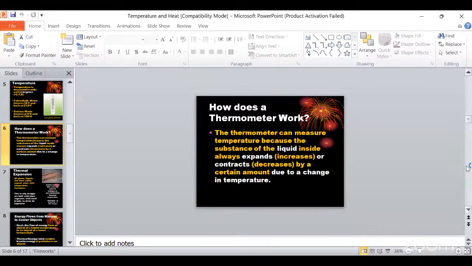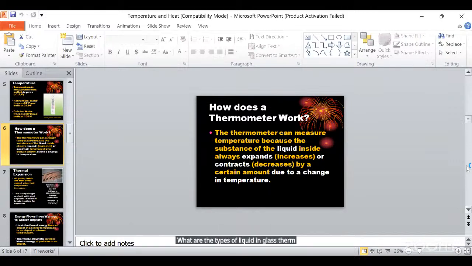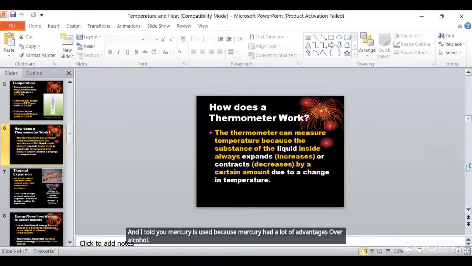Akinyemi, you have the floor. Okay, that is Emmanuel. Thank you. Divine Nwachuku, you have the floor. What are the types of liquid in glass thermometer, sir? I made mention of mercury and I made mention of alcohol. And I told you mercury is used because mercury had a lot of advantages over alcohol. And I told you by now, you should be able to know the advantages of mercury over alcohol. Thank you, sir.